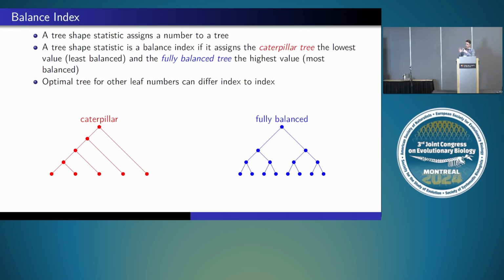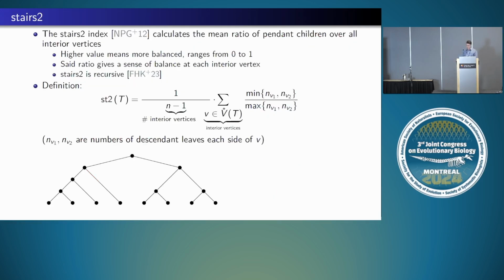And so the natural thing this always leaves open is that the caterpillar exists for any number of leaves that you want, but the fully balanced tree only exists for powers of 2 because it's got to be perfectly balanced. So in general it's not known for balance indices what the best tree is when you don't have a power of 2 for the number of leaves.